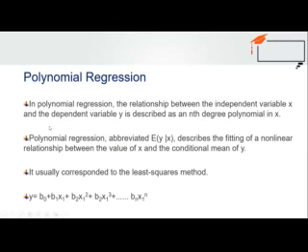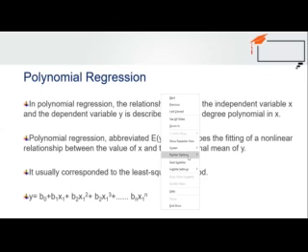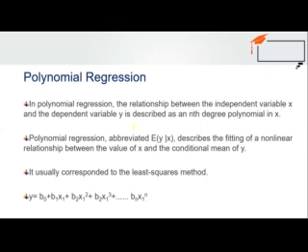It is a regression where the relationship between the independent variable x and the dependent variable y is described as an nth degree polynomial in x. That's the one I'm going to highlight here. It is abbreviated by the expression E of y given x. It also describes the fitting of a nonlinear relationship between the value of x and the conditional mean of y.